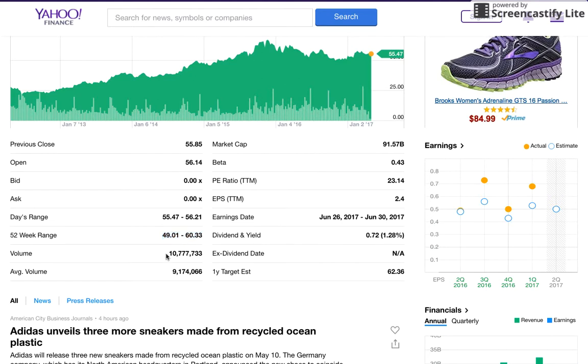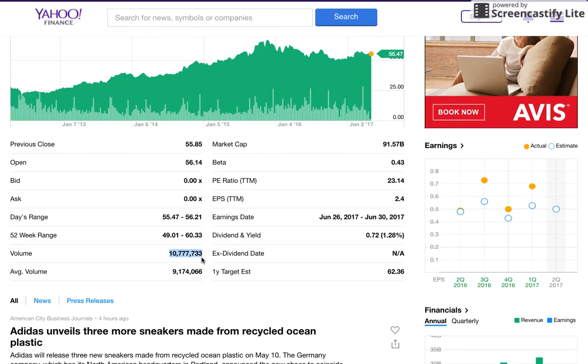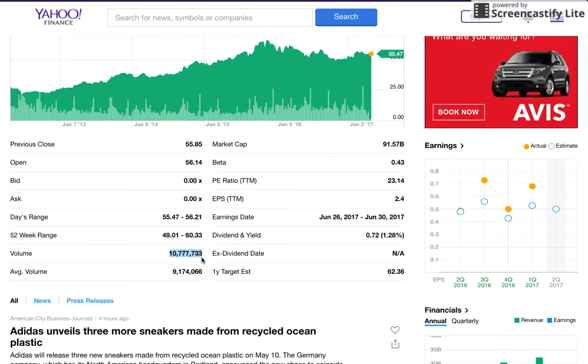Okay. The volume. This volume here is how many shares of stock were traded on this day. So today, close to 11 million shares were traded that day. This is also sales volume. Sales, it would be that kind of a question if you were asked that. And you'll see that on a worksheet you're going to be doing today.